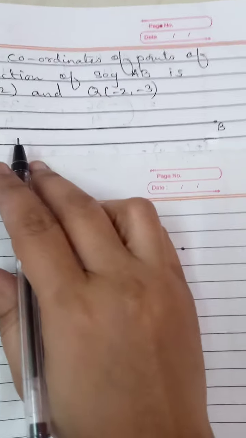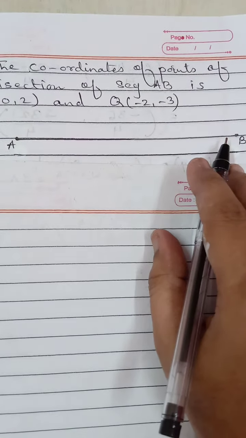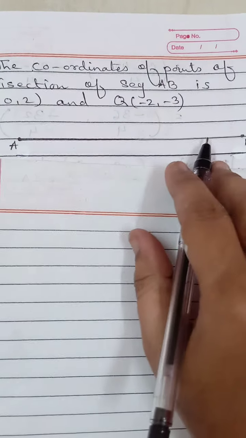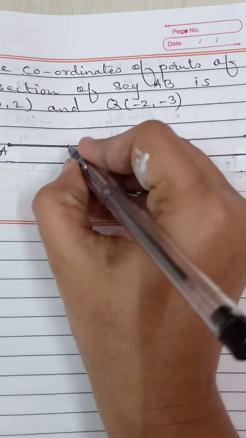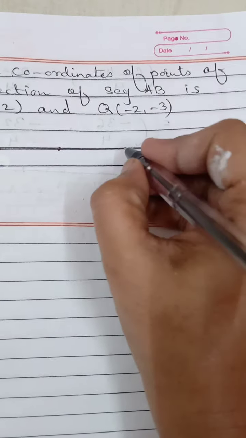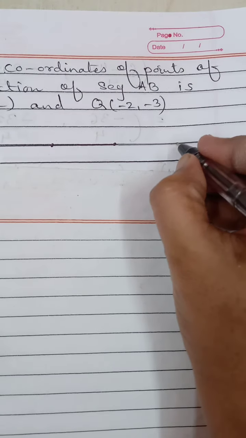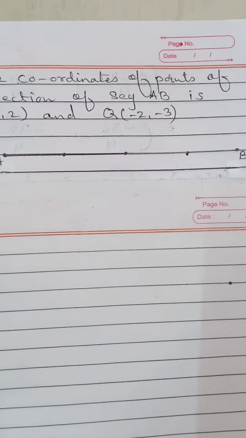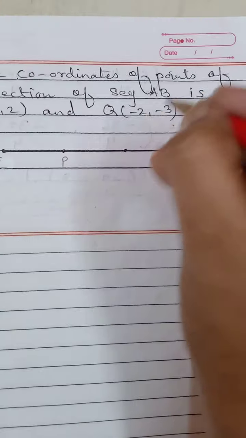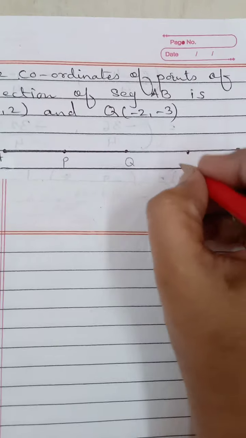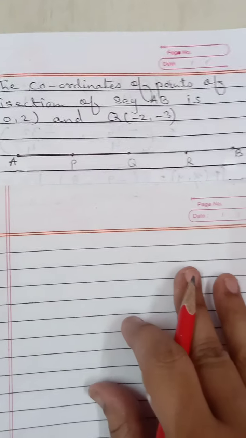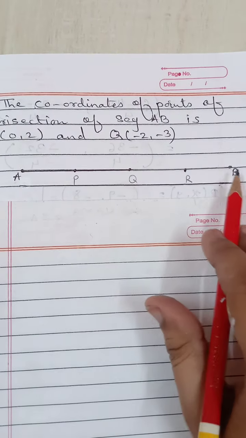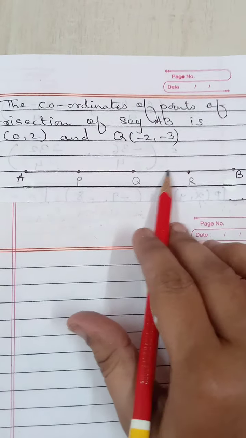So see here, first of all I have taken a segment, that is AB. Now we have to make 4 equal parts. So we have to take 3 points here which will divide it into 4 equal parts. So I am taking here 1, here 2, and then here 3. The first point I will call P, then the second Q, and then the third R. So I am taking 3 points, P, Q, R, which divide segment AB into 4 equal parts.